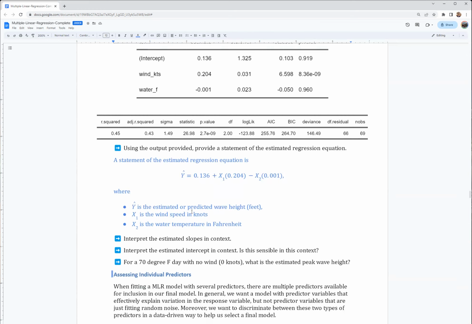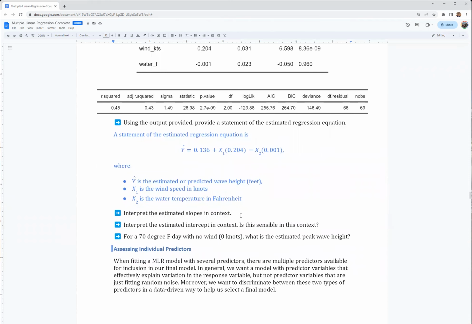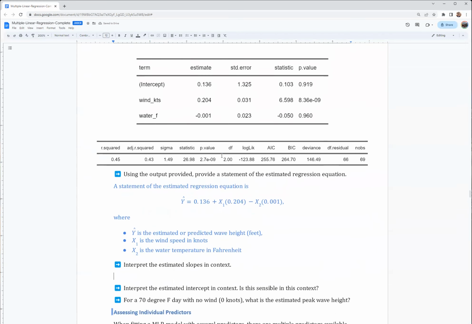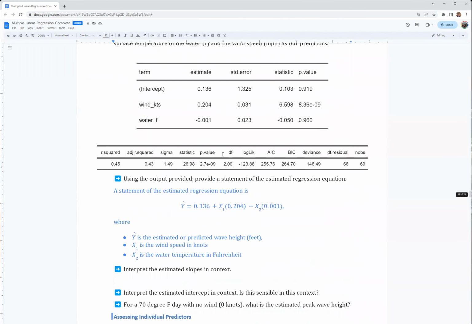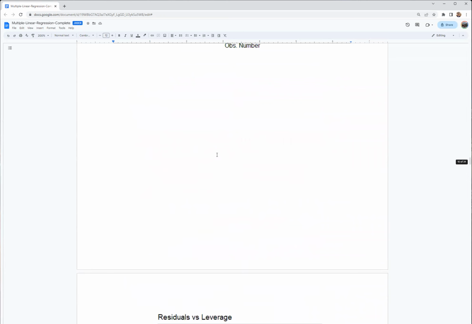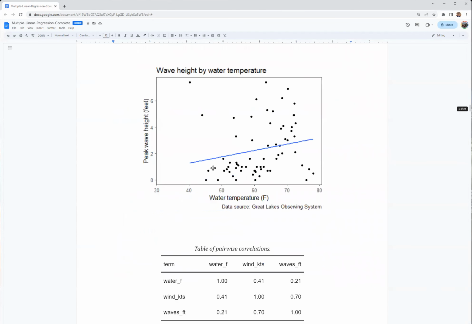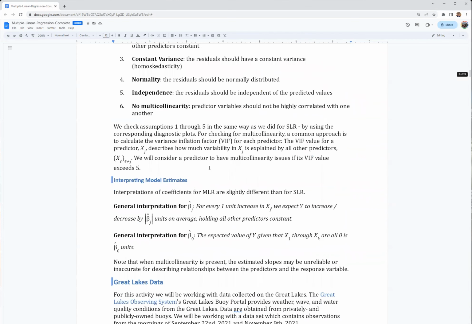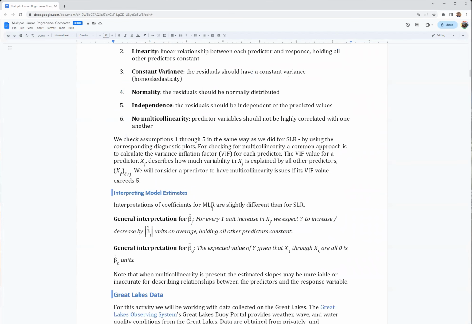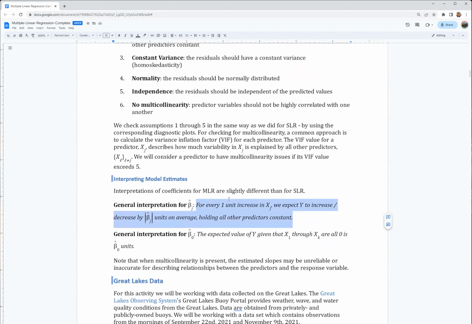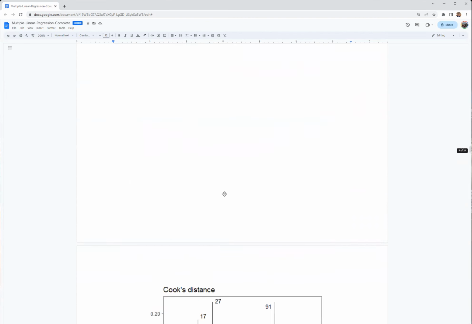Now let's interpret these estimated slopes in context. So beta hat 1 is, let's copy the beta hat symbol. General interpretation, we're going to copy this.